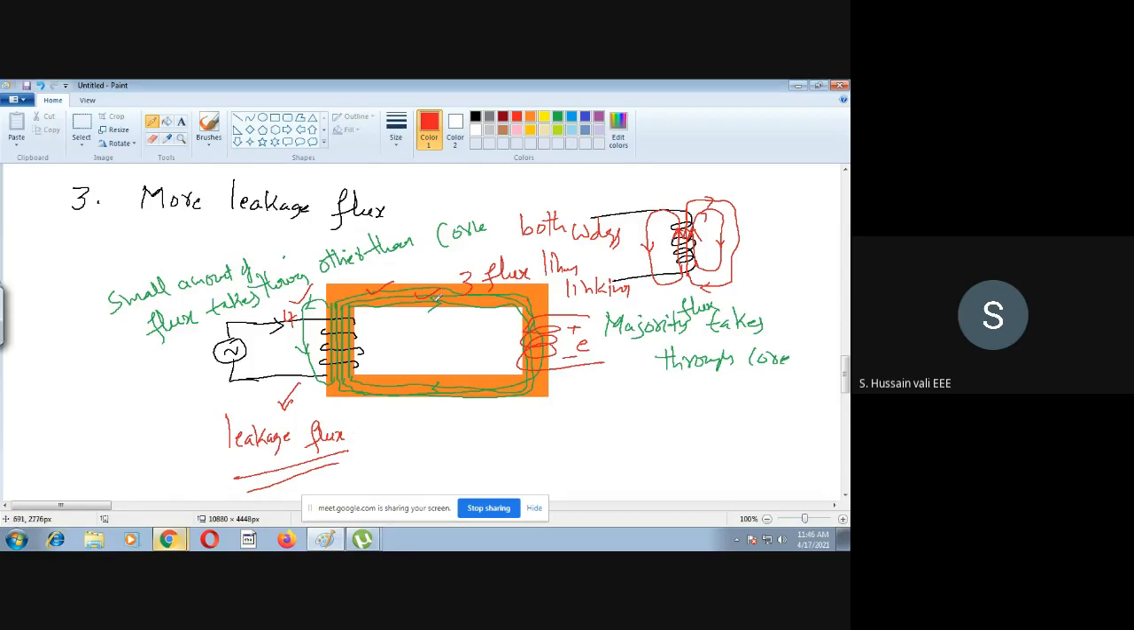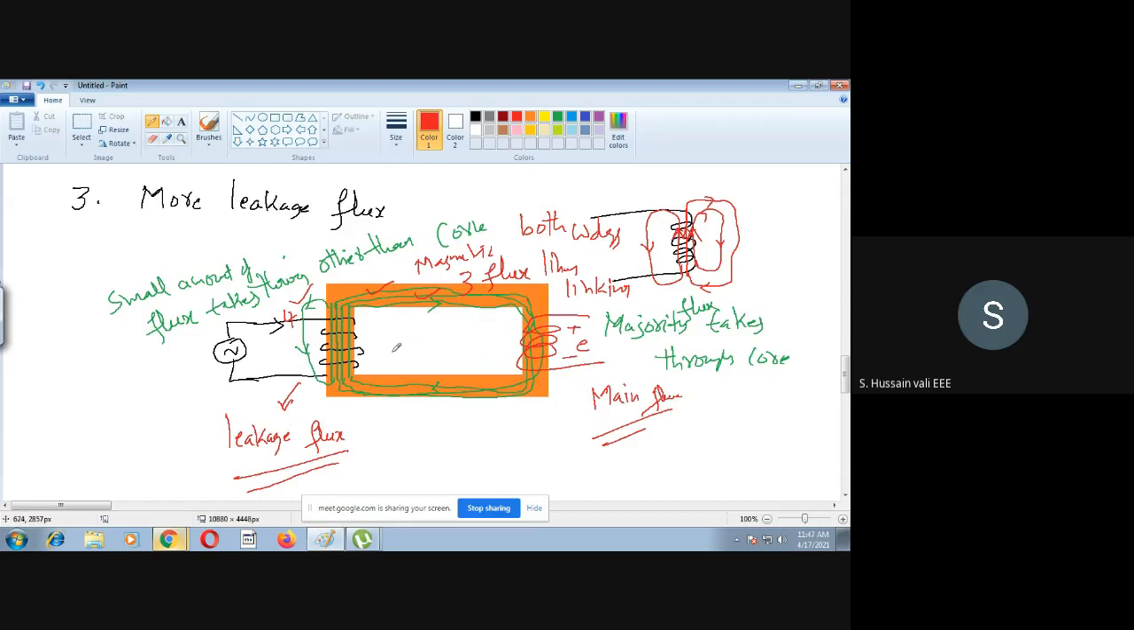Whereas the other three flux lines, the main flux which is taking part in this, you call main flux. Remember, main flux is there, leakage flux is there. So leakage flux is this one. Of course, generally this leakage flux is very less in case of the magnetic core.